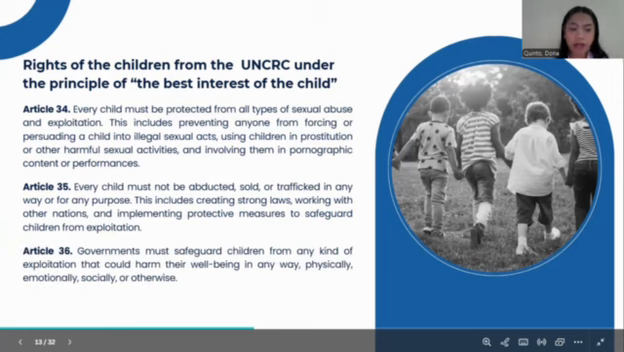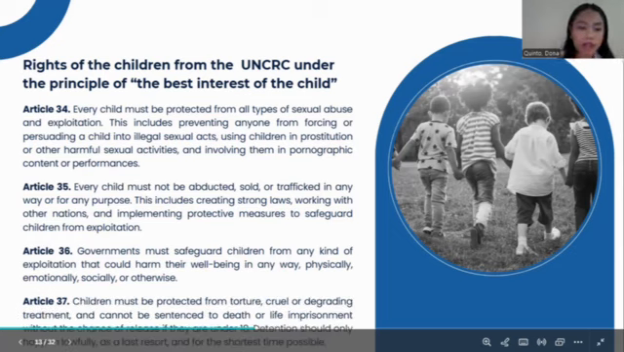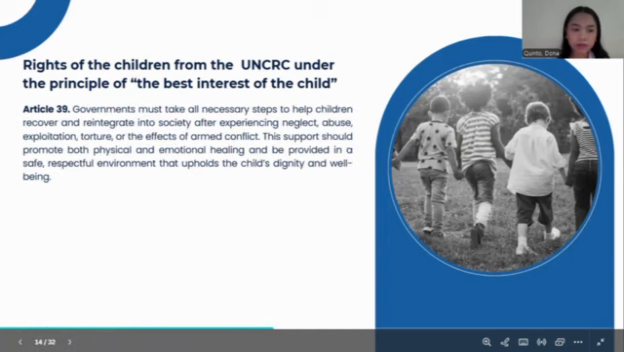Article 36, governments must protect children from all forms of exploitation to uphold their best interests by ensuring their physical, emotional, and social well-being is never compromised. Article 37, children must be shielded from torture and harsh punishment, with detention used only as a last resort, ensuring their treatment upholds their dignity and aligns with their best interests.